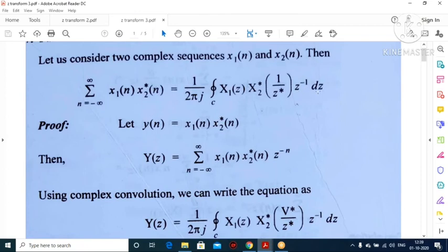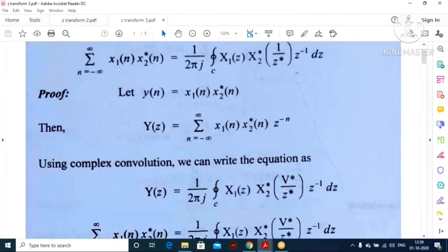So with respect to z, I put here dz. So x1 of z into x2 star of 1 by z star into z inverse dz. Right? Proof. Let us take y of n equal to x1 of n into x2 star of n. Then y of z equal to summation n equal to minus infinity to infinity x1 of n x2 star of n z power minus n. So this is your definition of z transform.